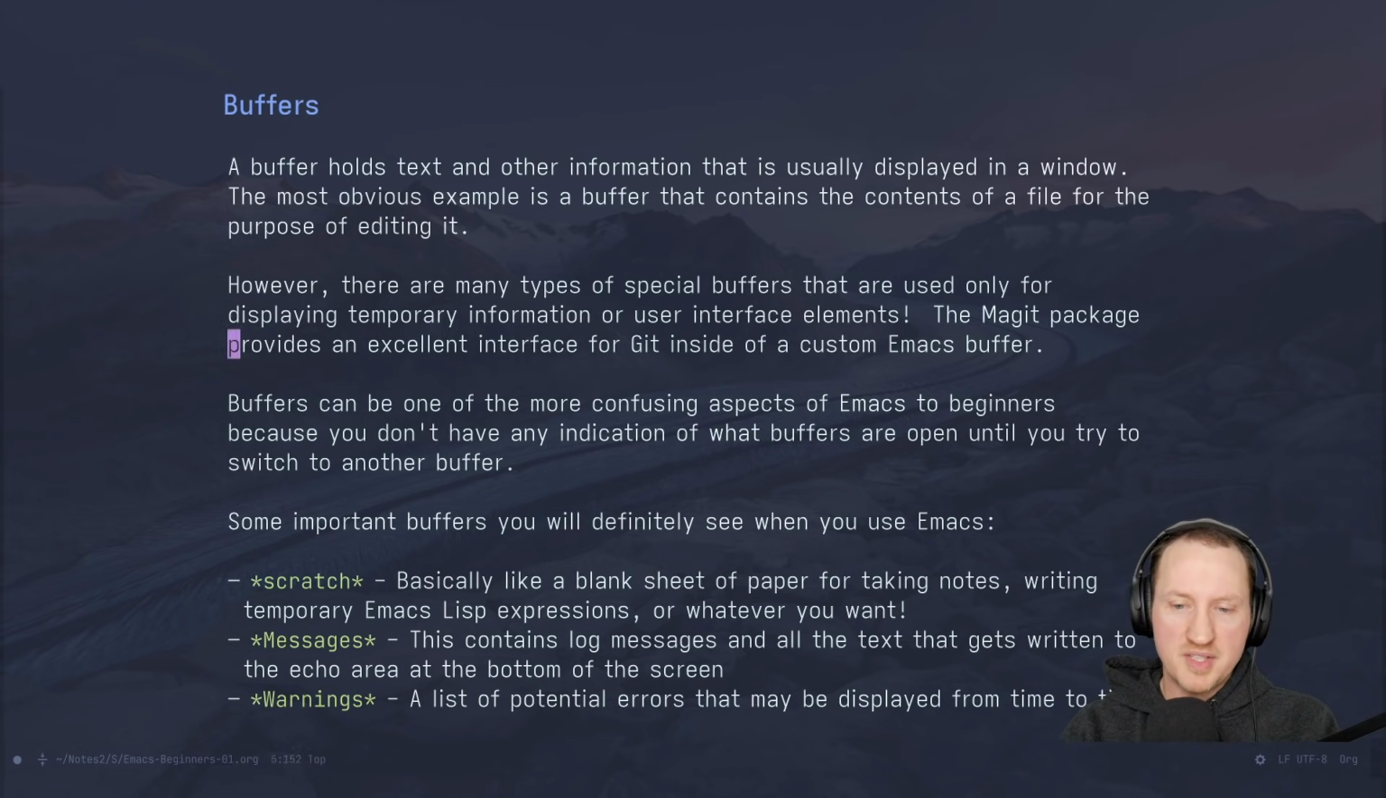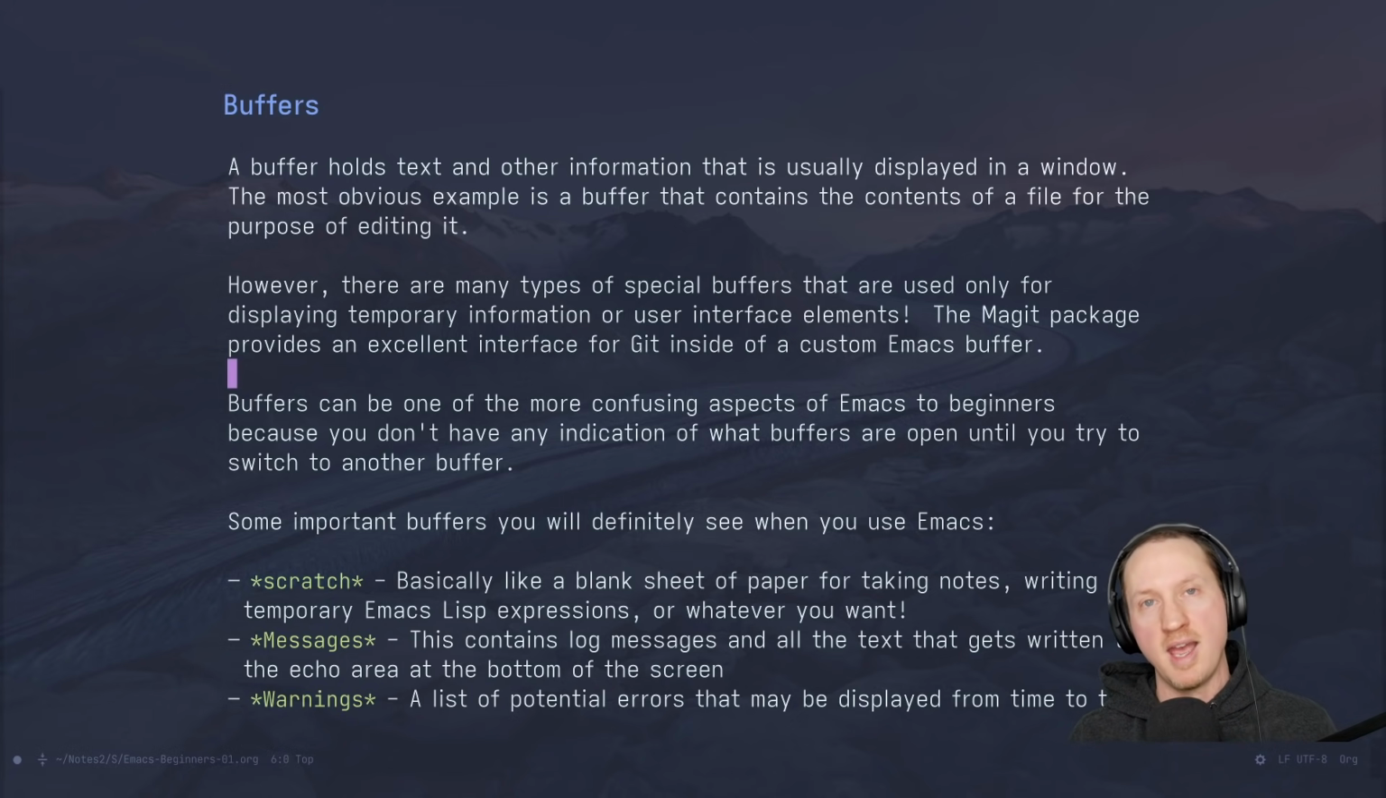So this is actually one of the more confusing aspects of Emacs to beginners. It was very confusing to me at first because on the screen right now, you can't really see which buffers are actually open in Emacs. You have to actually list the buffers before you find them. So it could be a little bit jarring at first because you're like, I don't know where all my files are. I don't know what's open currently.